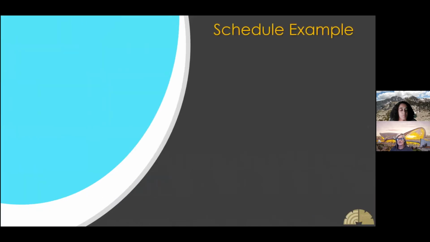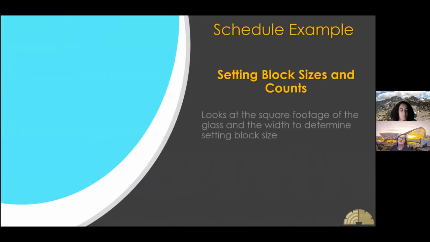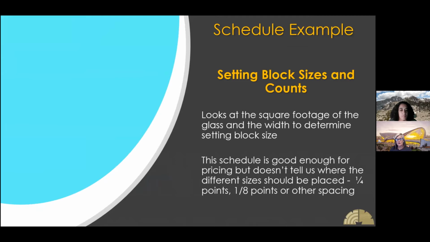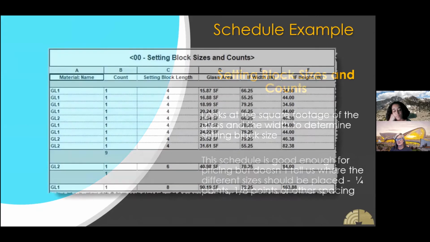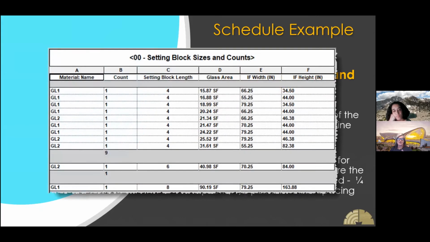So an example, again, is getting setting block sizes. This was an easy one they mentioned very early on: could we get setting block sizes from the model? What this schedule does is look at the square footage of the glass and the width of the frame to determine the setting block size. And it looks like this. Again, there's a formula in there for getting that setting block length.